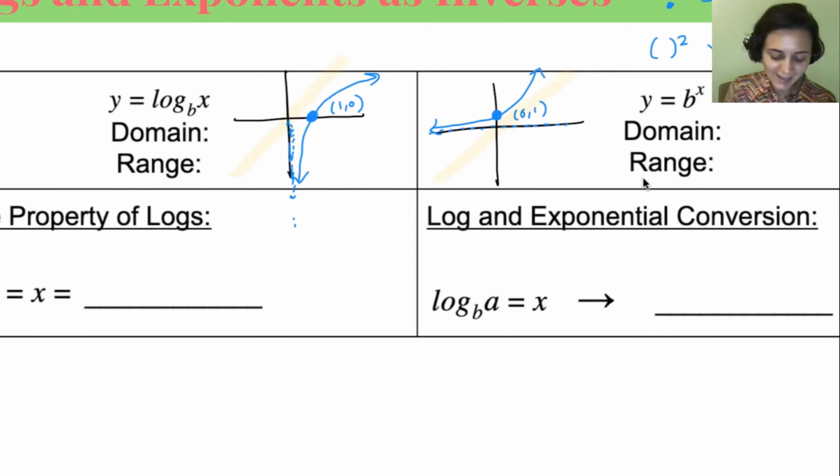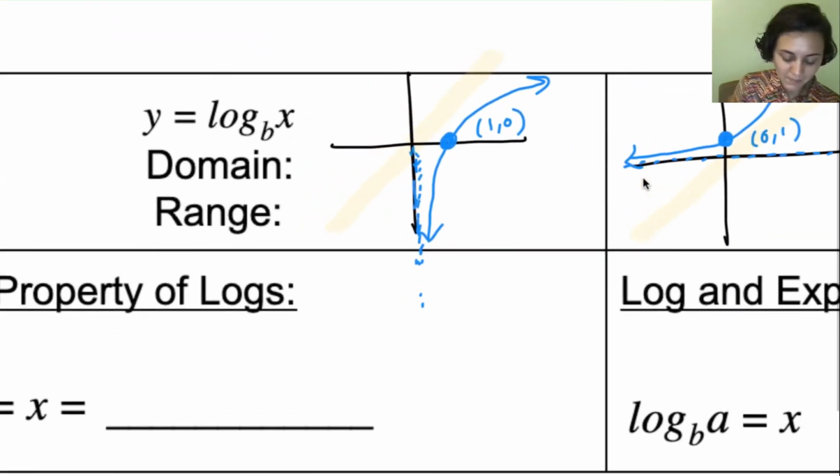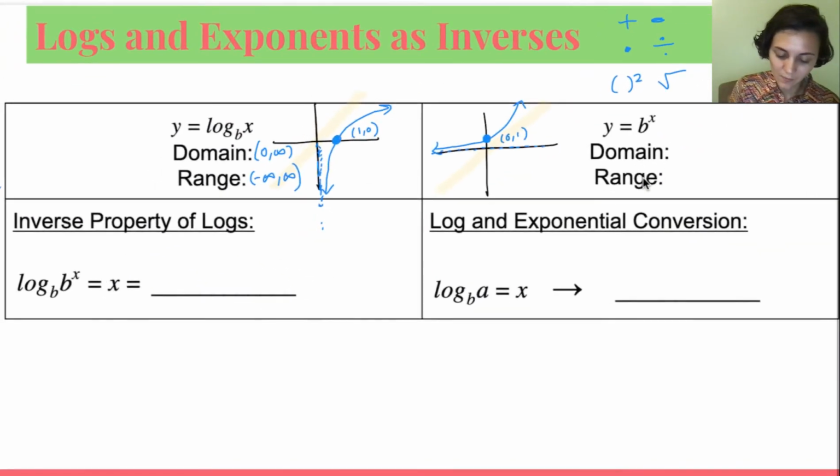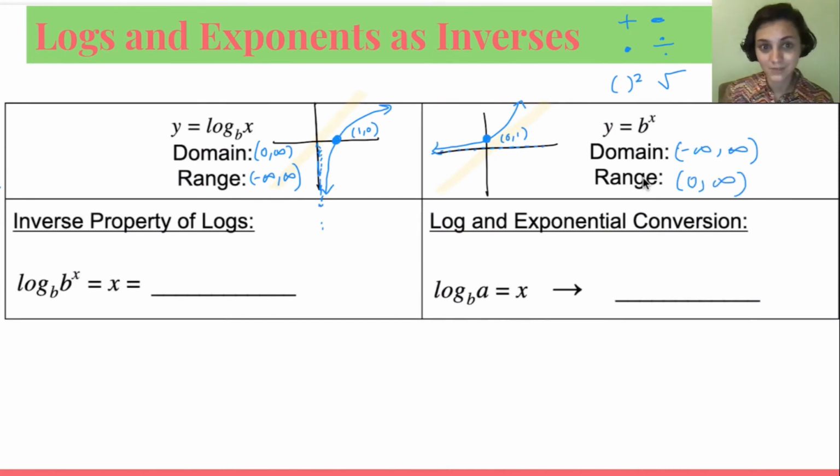Oops! I totally wrote where I was supposed to write the domain and range. That's okay. So the domain of my log goes from 0 to infinity, and the range goes from negative infinity to positive infinity. You can see that in the graph. And so since they're inverses, exponentials or exponents are going to have the opposite. So they're going to be switched. The domain of an exponential function goes from negative infinity to positive infinity. And then the range goes from 0 to infinity. So they're swapped. Pretty cool, huh?